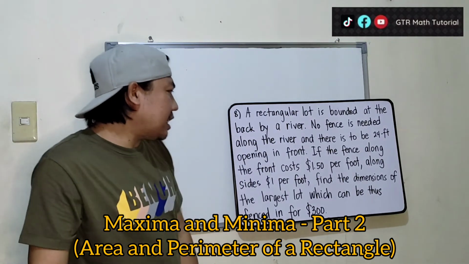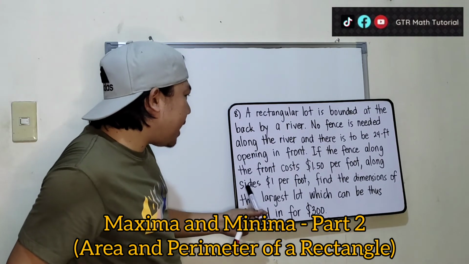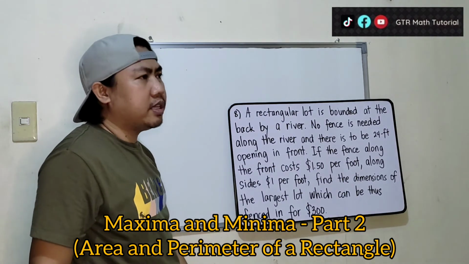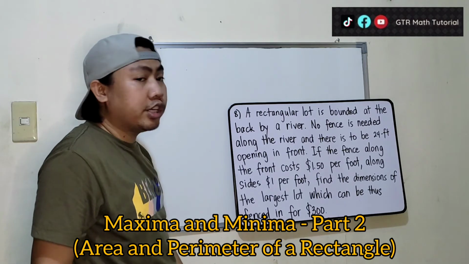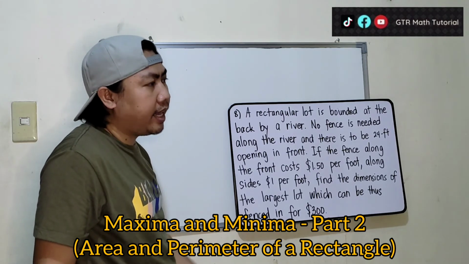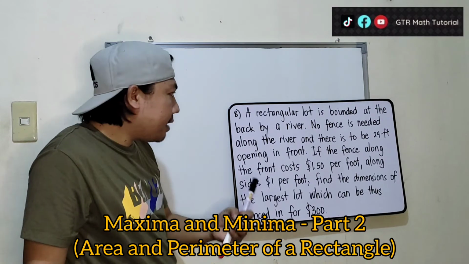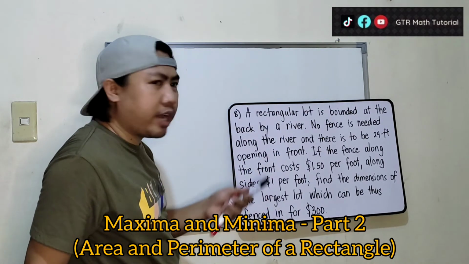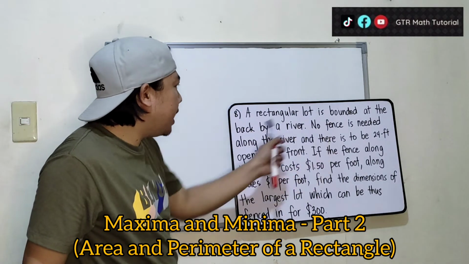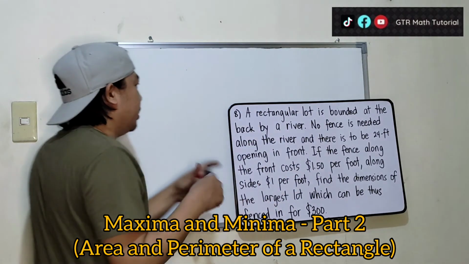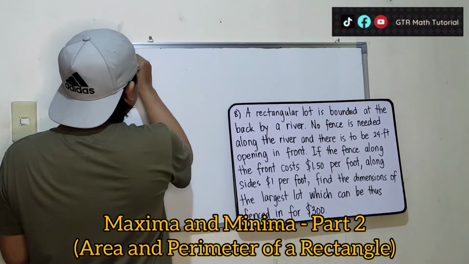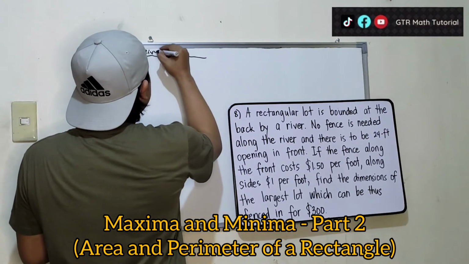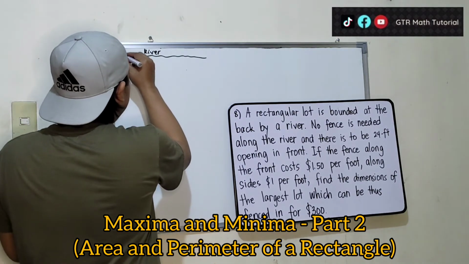Okay, so anong minamaximize natin dito? So ang hinahanap natin sa problem ay find the dimensions of the largest lot. So ibig sabihin, ang hinahanap natin ay value ng length and width. So given yung condition natin, drawing muna natin: rectangular lot is bounded at the back by a river. So sa likod daw may river. So ito yung river, then ito yung rectangular lot.